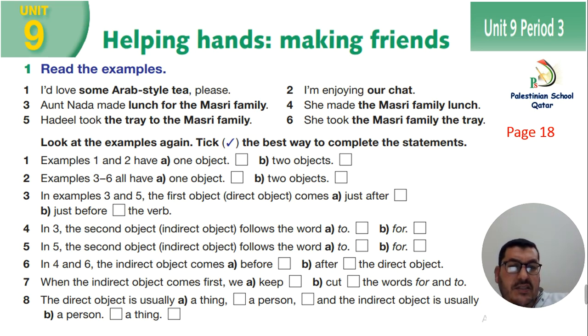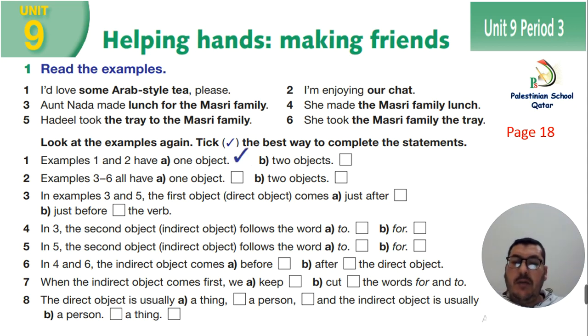So the tray is the direct object. And when we read number 6, they mention the indirect object first. She took the Masri family the tray. Okay, now look at the examples again and choose the best way to complete the statements. Number 1, examples 1 and 2 have one object or two objects? Okay, it's one object, of course.